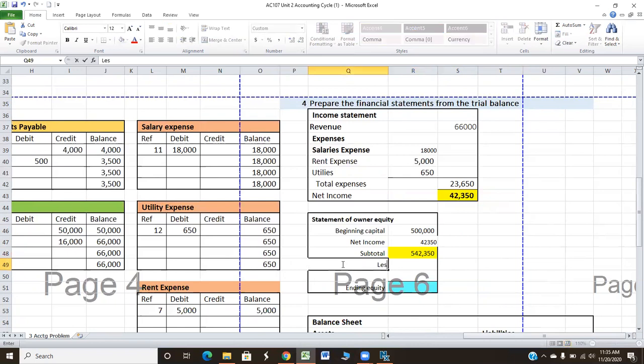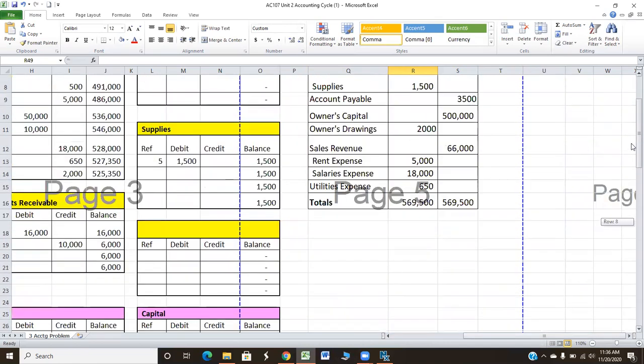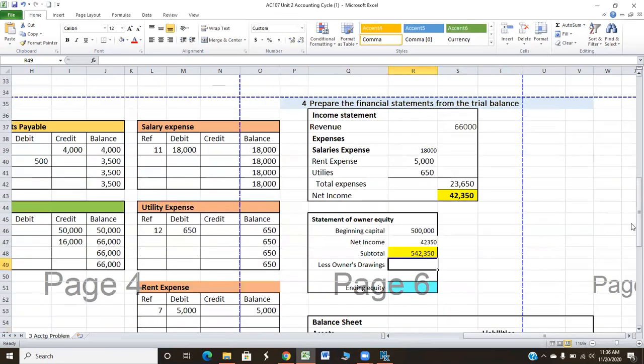Then you subtract your owner's drawings. Owner's drawings get subtracted from your capital balance. So you could put it as a negative, but you don't have to. You just know that you subtract it. So our owner's drawings again were $2,000, I believe. Yep. So we're going to put $2,000 here. We just have an empty blank line. So your ending equity is going to be this subtotal minus the owner's drawings. So we got 540,350. That's our ending equity.